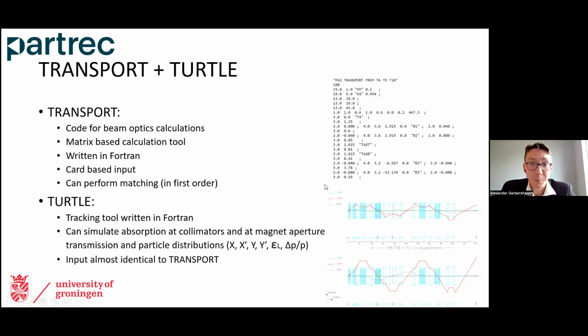The code can perform matching, and based on this code and this input, you also have a code called Turtle, which can simulate the propagation of the particles and their distributions, starting with, for example, some random distribution in the beginning, and then you can see what the distribution will be at any location.